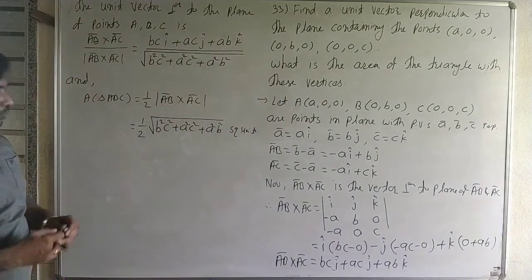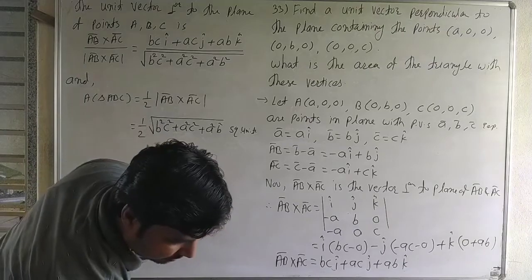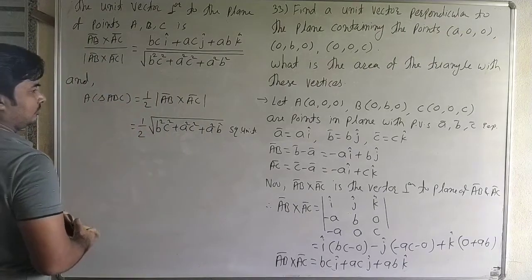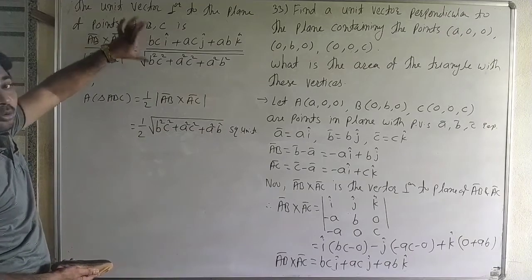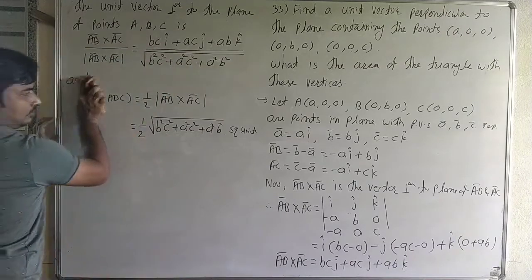Okay, see carefully. Now we see the next example. It is the area of the triangle and the unit vector perpendicular to the plane of points A, B and C.